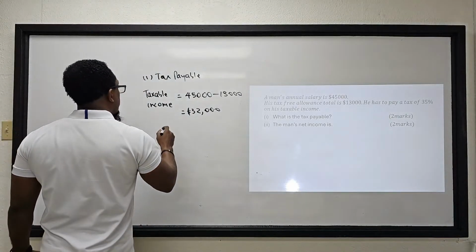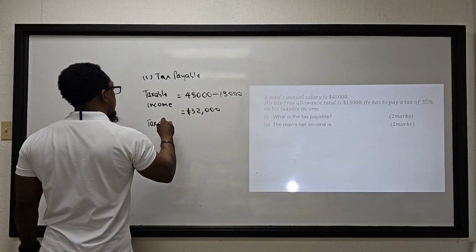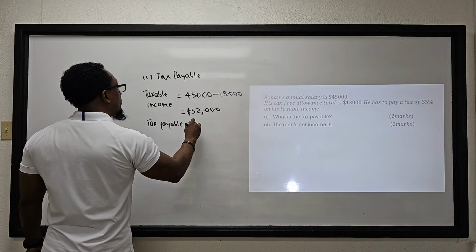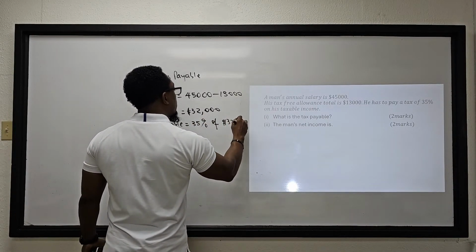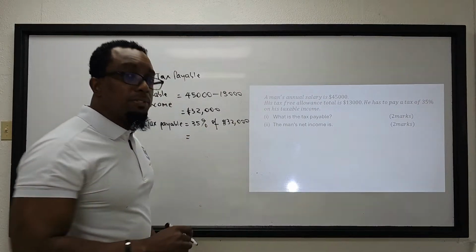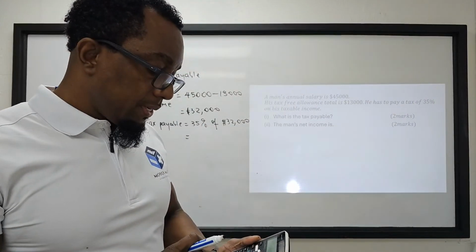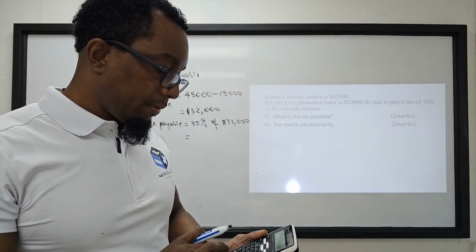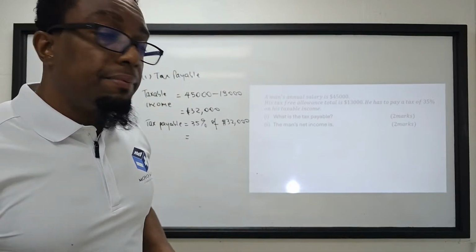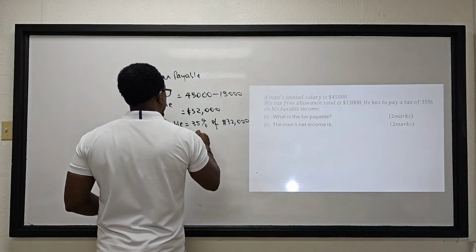So the tax payable will be 35% of $32,000. So 35% of 32,000, that is $11,200.